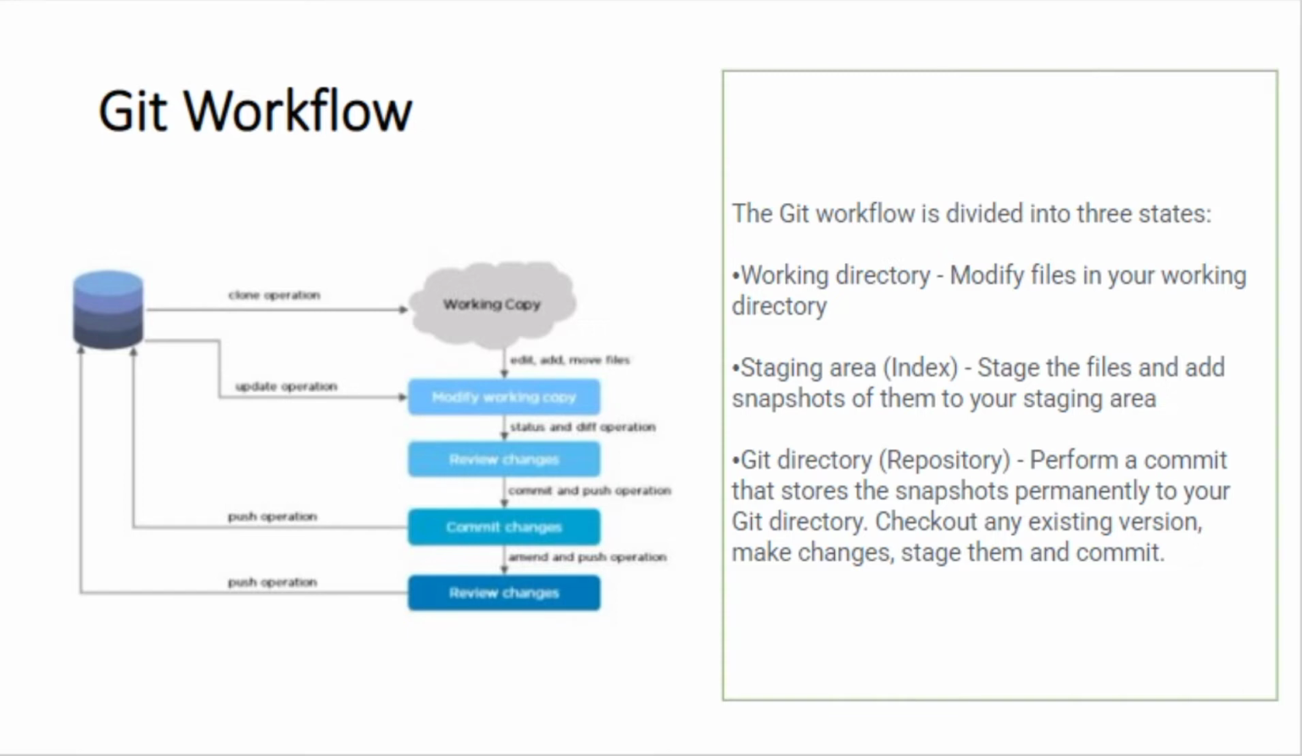And third, we have the Git directory, which is called the repository. You perform a commit that stores the snapshot permanently to your Git directory. So whatever changes you have pushed to the staging area, those changes will be pushed to the repository.